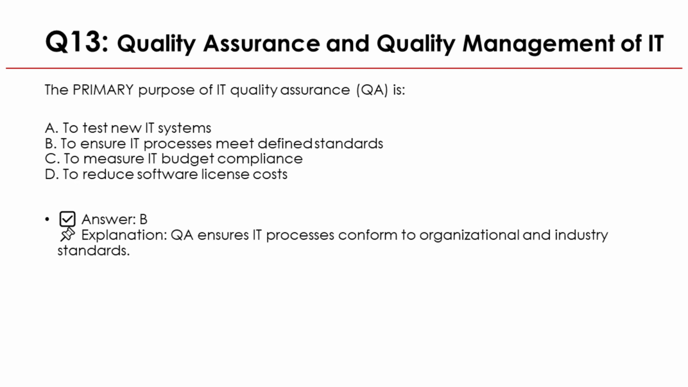The primary purpose of IT quality assurance, QA, is: Option A, to test new IT systems, part of QA, but not the purpose. Option B, to ensure processes meet defined standards, correct. Option C, to measure budget compliance, financial, not QA. Option D, to reduce software license costs, unrelated. Correct answer, B, ensure processes meet defined standards. QA is like a referee making sure players follow the rules.